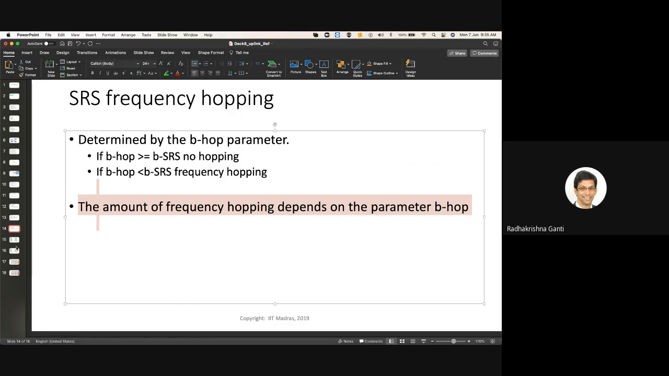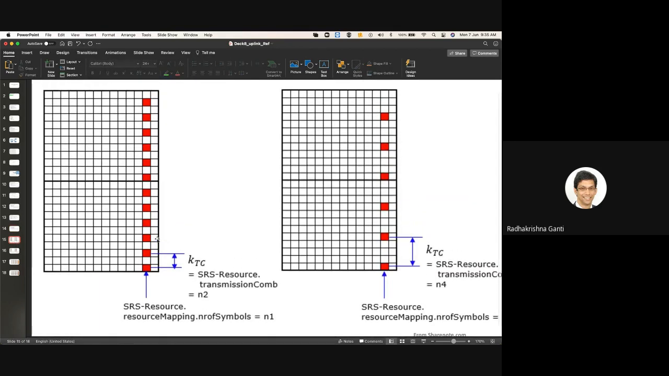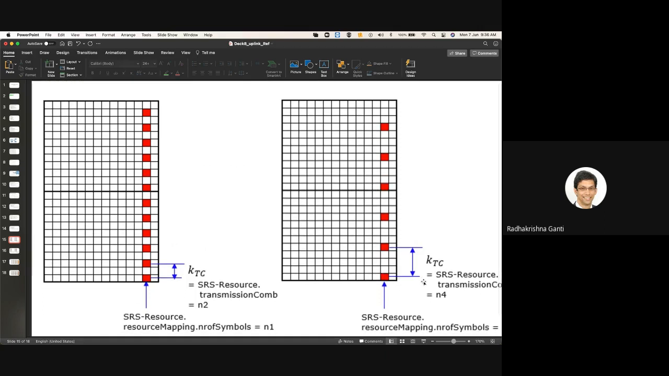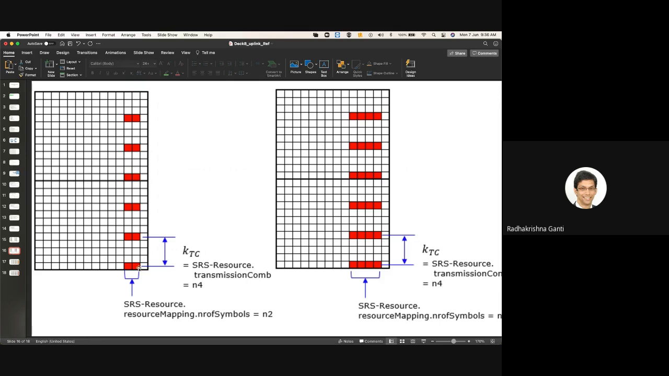With that, let's look at a few examples and then we'll close SRS. So this is a density half SRS. This is a density 1/4 SRS, KTC equal to 4. This is an SRS that spans 2 symbols.